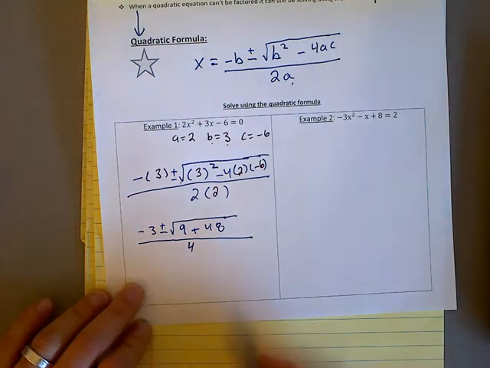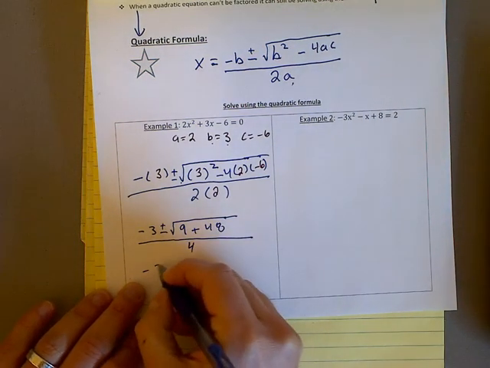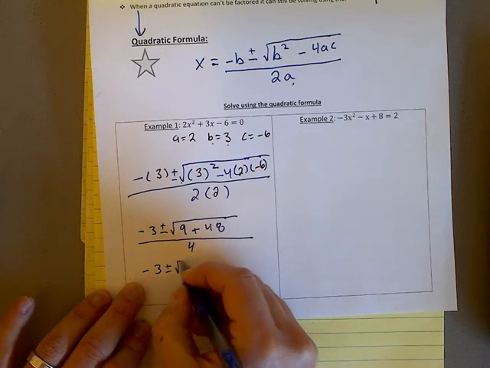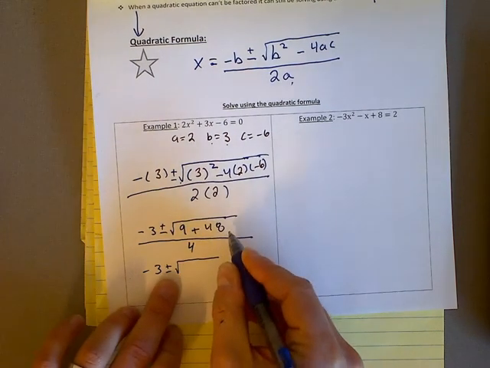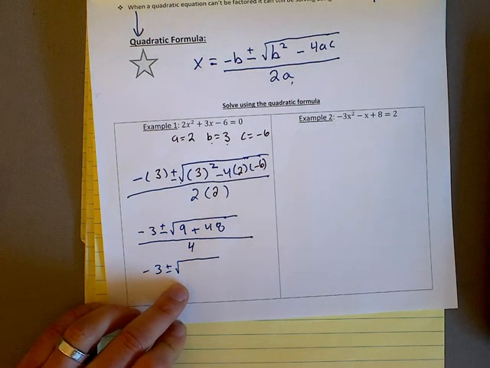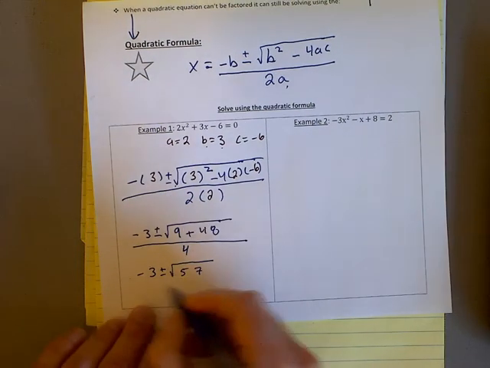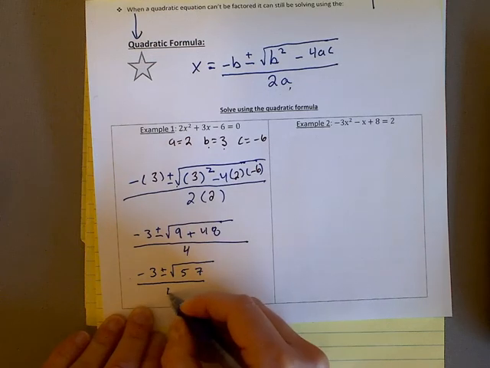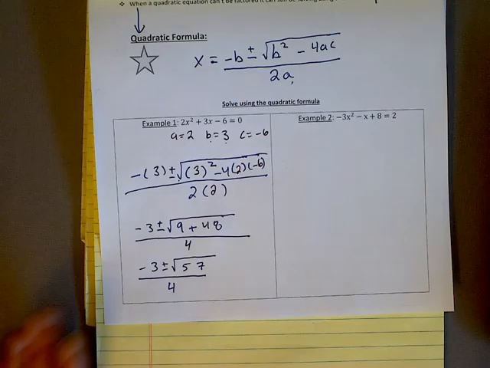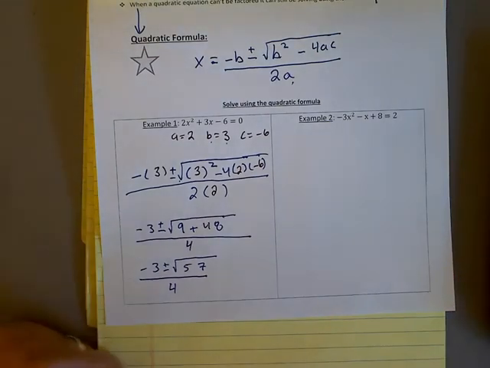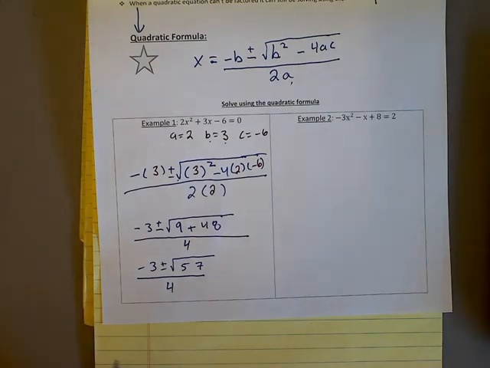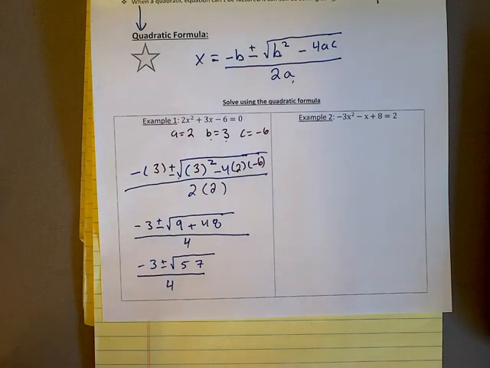And then we'll simplify this one more time. So negative 3 plus or minus the square root of 9 plus 48. 9 plus 48 is 57. And then all over 4. And so that is the exact form of the answer. There's nothing we can do here to simplify it down.